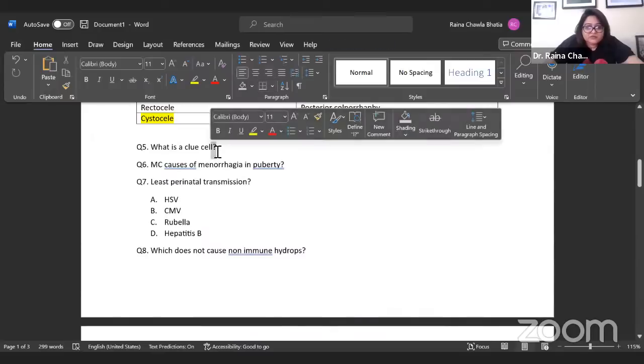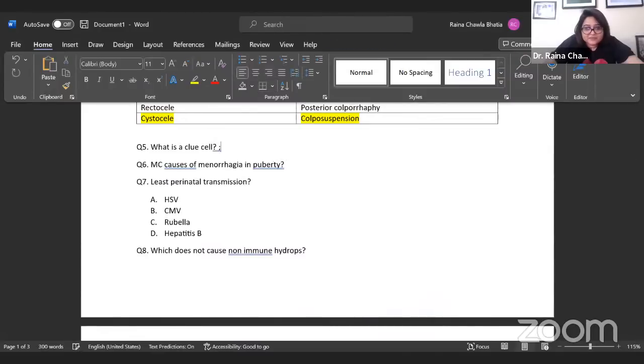There's a question on what is a clue cell. This is very, very quite simple. Okay, what are clue cells? They're seen in bacterial vaginosis. And what are they? They are basically vaginal epithelial cells lined by bacteria. It gives a stippling appearance. And that is what the clue cell is. Most common cause of menorrhagia in puberty. What would this be? This would be anovulation. So puberty menorrhagia, that is anovular bleeding, is the most common cause of anovulation.